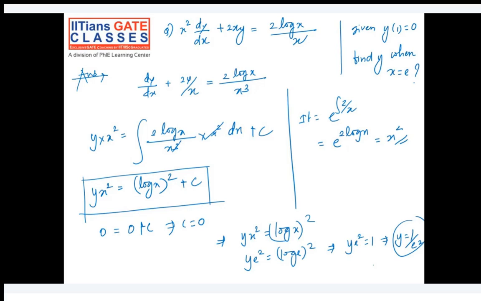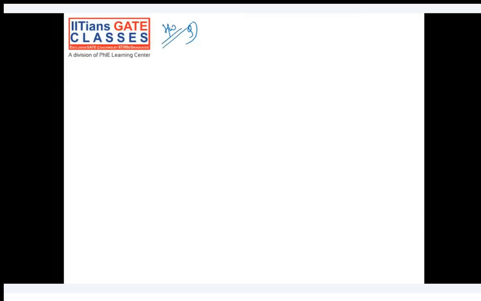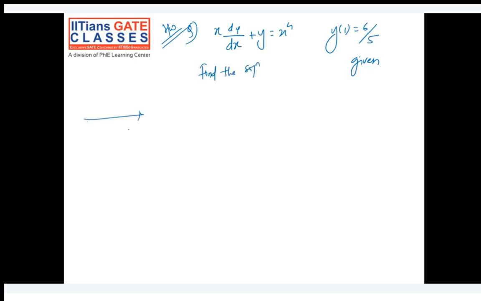Let me give one homework question to you. x dy by dx plus y is equal to x raised to the power 4. y of 1 is equal to 6 by 5, it's given. Find the solution. The answer for this is xy equal to x to the power 5 by 5 plus 1. Here the value of c is 1. In short, this is the answer you should be getting.